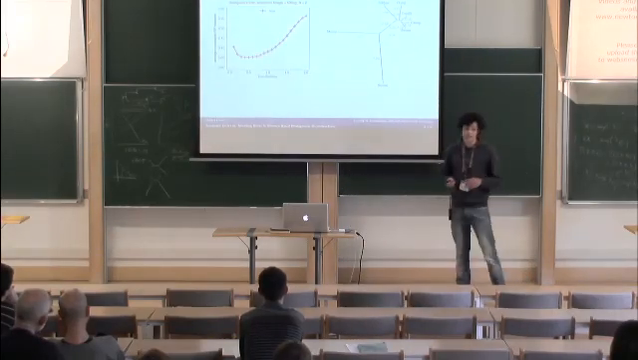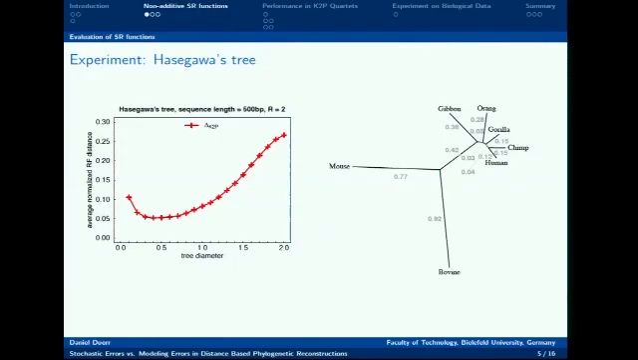So here is a simple experiment. We use a model tree, which is called Hasegawa's tree. It has 7 taxa. And this tree is challenging to reconstruct because it consists of both long and short edges in the tree. So we discard the underlying genetic sequences that led to the reconstruction of this tree and generate new ones according to our K2P model.